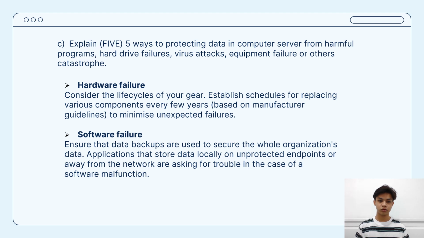So the second one is software failure. Ensure that data backups are used to secure the whole organization's data. Applications that store data locally on unprotected endpoints or away from the network are asking for trouble in the case of a software malfunction.